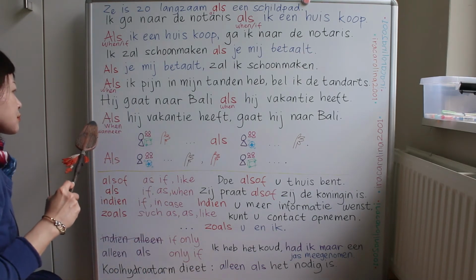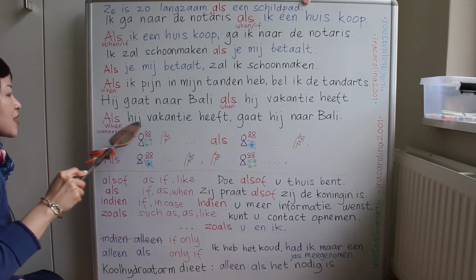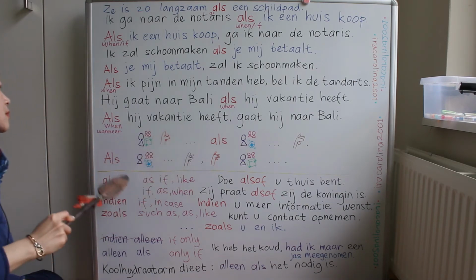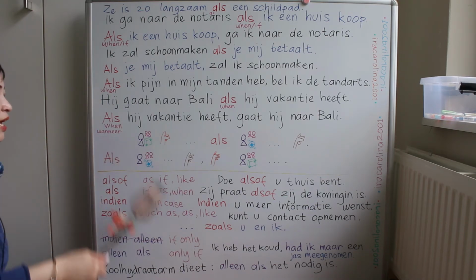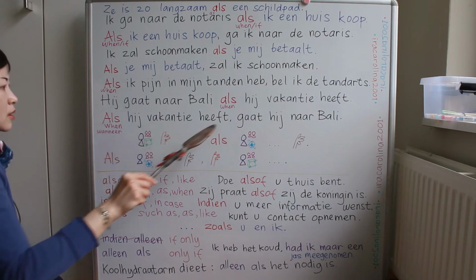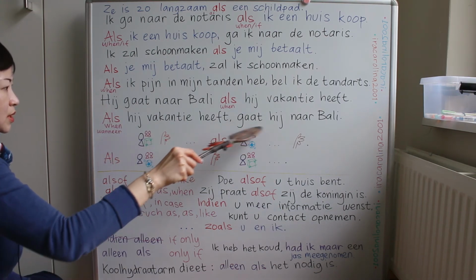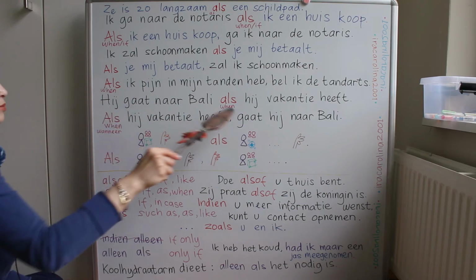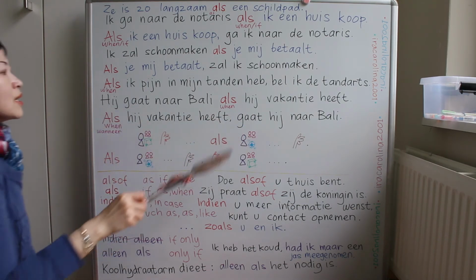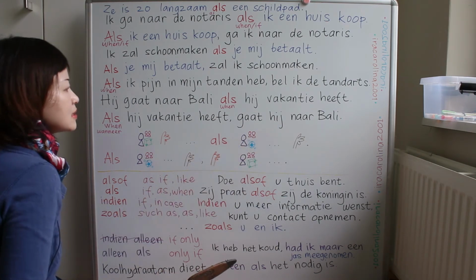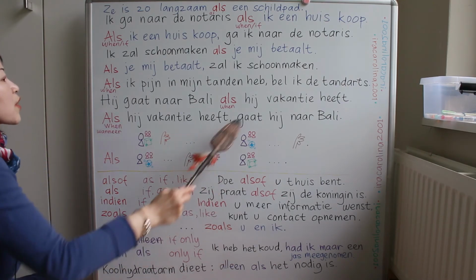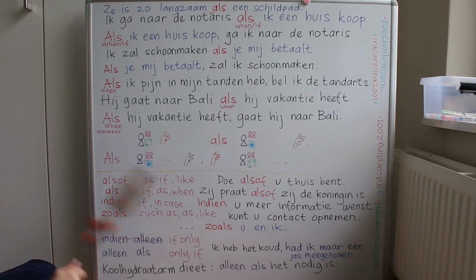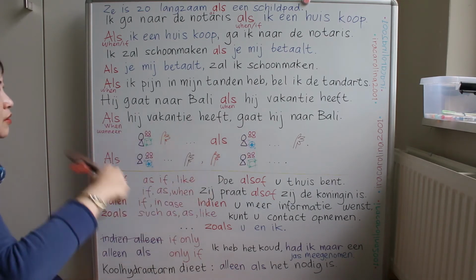And now this one. Als hij vakantie heeft, when, or if you want to use the specific word for when in Dutch, it is wanneer. Then comma, we see here, switch from here, after the comma, because als first. Gaat hij naar Bali? Goes he to Bali? He goes to Bali. But we have to put it like this. These are the rules.